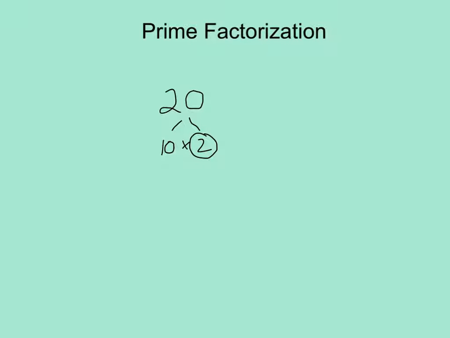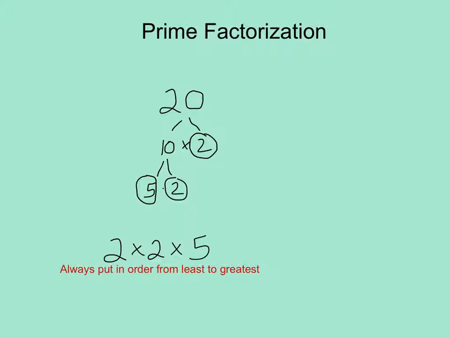10 is composite. So I can break that down farther, and I can say that 10 would be 5 times 2. Now 2 is prime and 5 is prime. So I've now got the prime factorization finished for 20 because these are all prime numbers, and when I multiply 2 times 2 times 5, I get 20. 2 times 2 is 4, 4 times 5 is 20. So to show this as my final answer, I see that I have 2 times 2, but I know that is 2 squared times 5. So this is how I would show the prime factorization for 20.